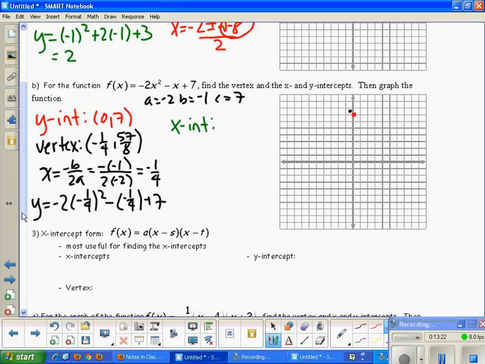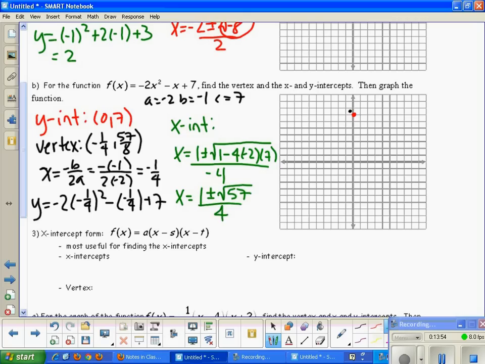In this case, if I try to factor this equation, it doesn't factor, so I'm going to have to use the quadratic formula. I could also complete the square, but the quadratic formula is probably the easiest. So x is equal to -b, so -(-1), which is +1, plus or minus the square root of b squared, which would be 1, minus 4 times -2 times 7, all over 2 times a, so 2 times -2 would give me -4. When I simplify this, I get x is equal to 1 plus or minus root 57 divided by 4. So these are my x-intercepts, and that doesn't reduce anymore.